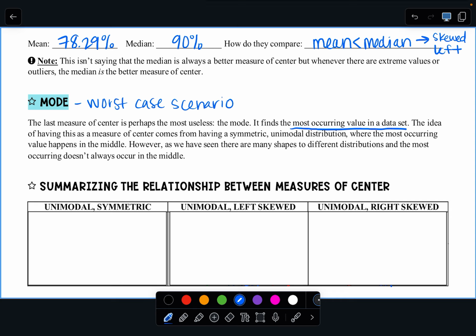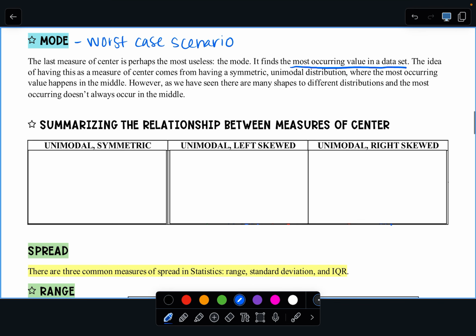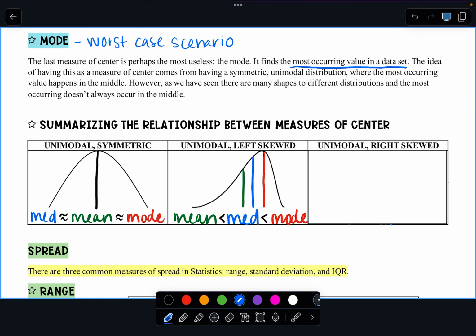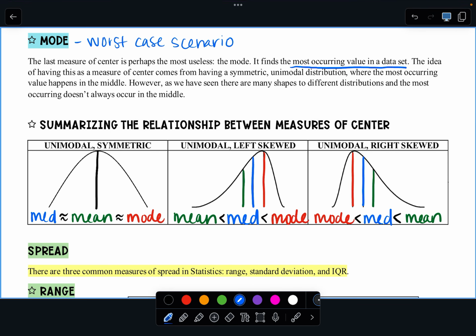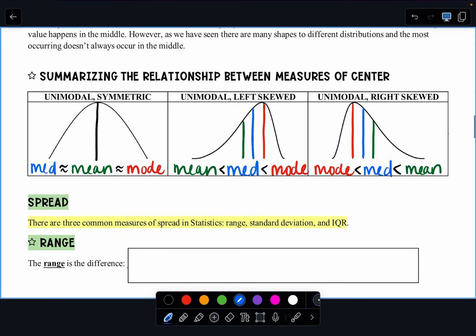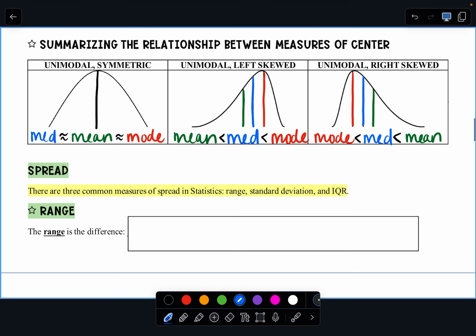Now, referring back to the mean being less than the median, so I know it's skewed to the left, there is a relationship that carries over in each of these distributions. So I have all three: unimodal and symmetric, unimodal and left skewed, and unimodal and right skewed. If the data is symmetric, all of these values should be approximately the same. They should all have roughly the same mean, median, and mode.